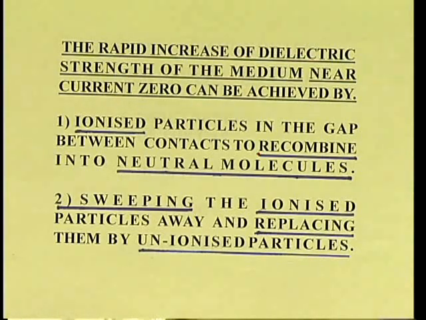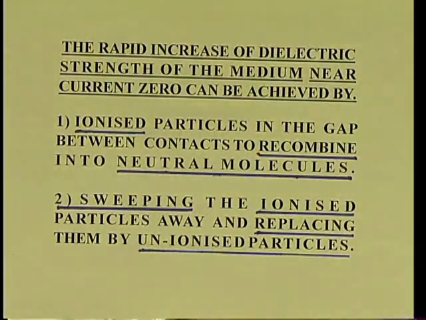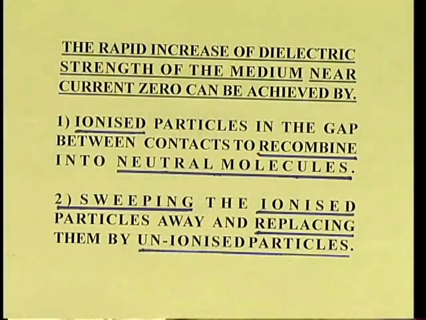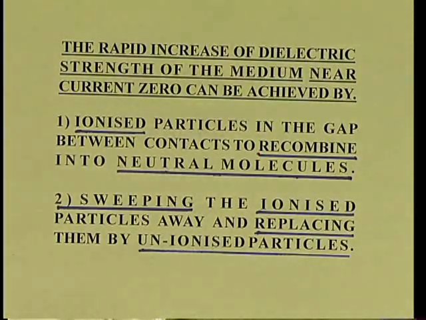So the first one is that ionized particles can be cooled. That means cooling the ionized particles makes them recombine into their original molecules. So this is one way. The other way is sweeping the ionized particles away and replacing them with unionized particles. This also increases the dielectric strength of the medium. These two processes are called deionization. So how can deionization be achieved? The deionization of the medium can be achieved in the following ways.